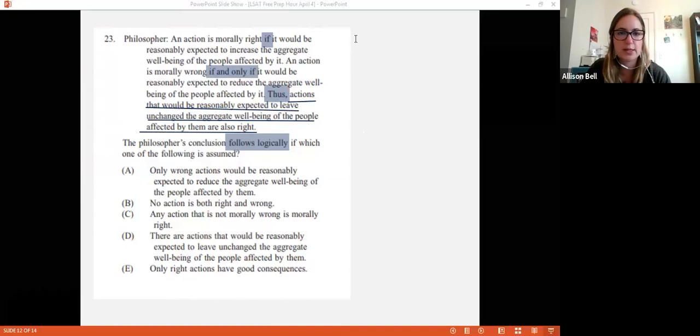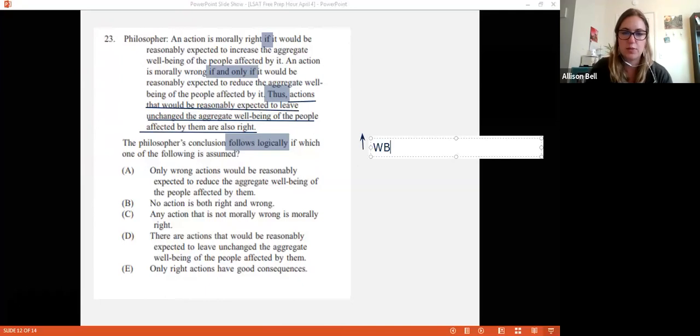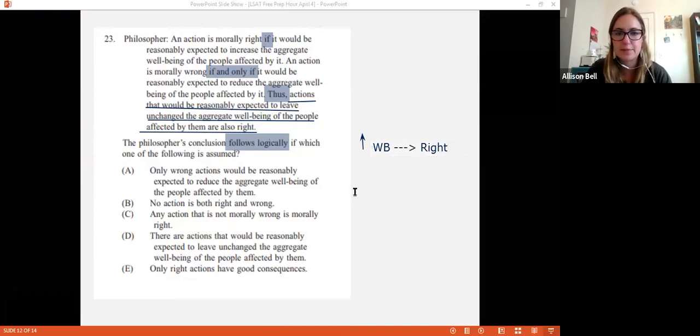So the first one, I see the if is saying if it would be reasonably expected to increase the aggregate well-being of people affected by it. All right, so I'm going to shorthand this and say that the first premise is if something increases well-being, and I know that's not exactly what it says, but that's my general representation, then it's morally right.